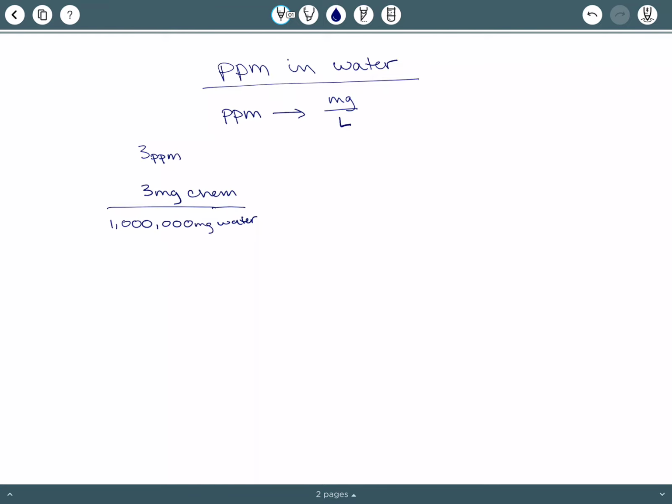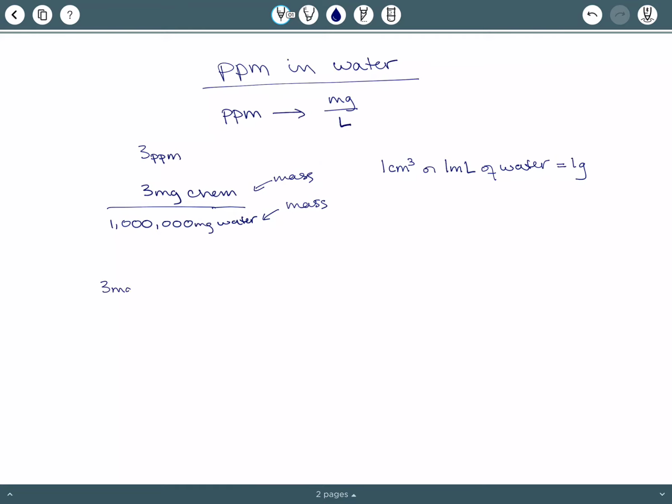Okay, but this gets turned into a volume, right? We're going from a mass per mass to a mass per volume. And how do we do that? The reason that we can do that and the way that we can do it is using the density of water, where we know that 1 cubic centimeter or 1 milliliter, they're equivalent, of water weighs 1 gram. So that's very convenient for us. So we can use that information to turn the mass of water into a volume of water. So let's go ahead and do that.